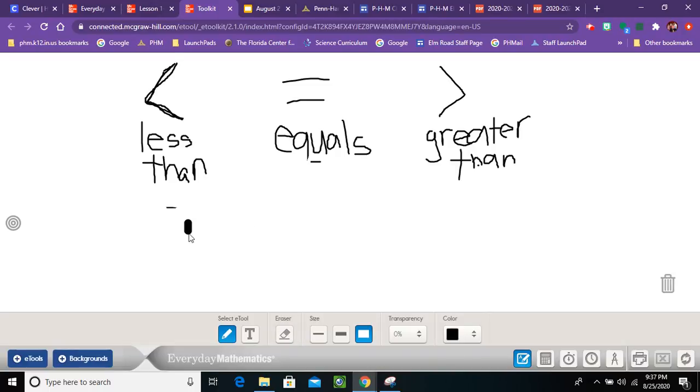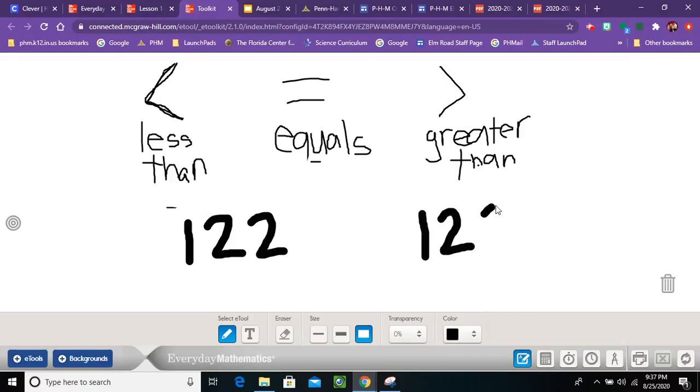Your next number is 122. And let's compare that to 123. Oh, look what happened this time. I'm looking at the number in the 100s place. They're both 1. I'm looking at the number in the tens place. They're both 2. The only number that's different is the number in the ones place. This one has a 2 and this one has a 3.